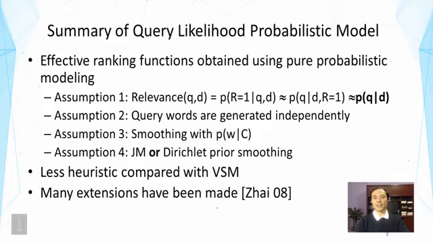Fortunately, the function has a nice property in that it implements TF-IDF weighting and document length normalization. And these functions also work very well. So in that sense, these functions are less heuristic compared with the vector space model. And there are many extensions on this basic model, and you can find the discussion of them in the reference at the end of this lecture.